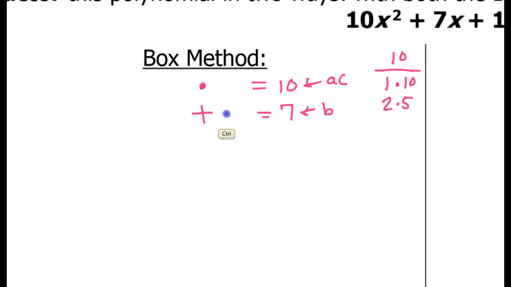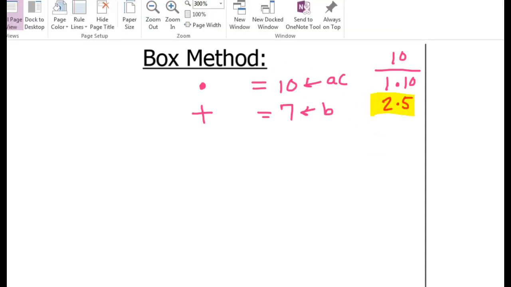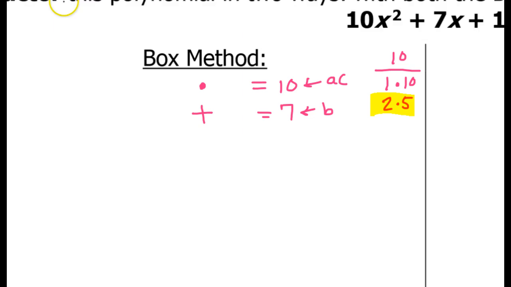Now let's look at the sum. We need to add one of these pairs in order to get positive 7. Which one will it be? Well, it's clear that 2 plus 5 is 7, so that's the pair that we're going to use. Please note that we can change the signs if we need to. This could be negative 2 and positive 5, or negative 2 and negative 5, etc. But in order to get 7, we want a positive 2 and a positive 5.